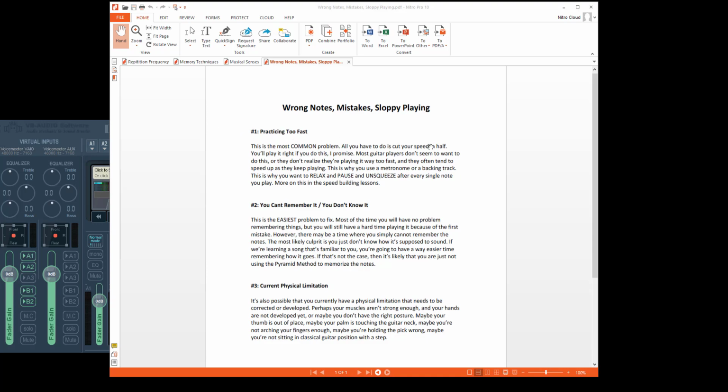All you got to do is cut your speed in half, and if you do this, I promise you're going to play it right. Okay, you're going to play it the right way. Most guitar players don't seem to want to do this, or they don't realize that they're playing it way too fast, and they often tend to speed up as they keep playing.